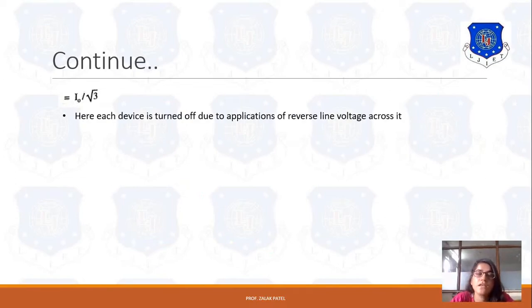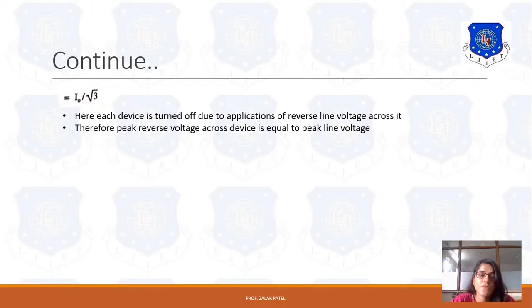Now what will be the case for forward as well as for reverse case? Here each device is turned off due to the application of reverse line voltage. When we apply the reverse voltage, then it will be turned off. So the peak reverse voltage will be equal to the peak line voltage, and the peak forward voltage will be equal to the peak line voltage again, but the sign is positive or negative, so here it will be root 3 times Vm.